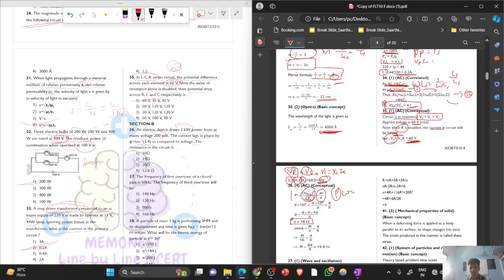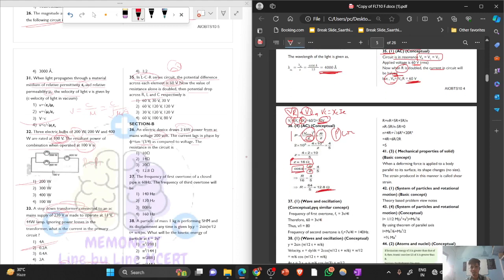Once you get the value of Z, you can calculate cos phi, that is the power factor, which is R by Z. And you know R by Z is 4 by 5. Knowing Z, you can calculate R, and R will come out to be 12.8 ohm. Option 4 will be your correct answer.